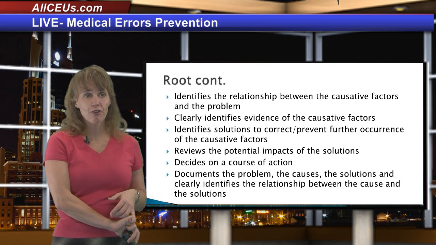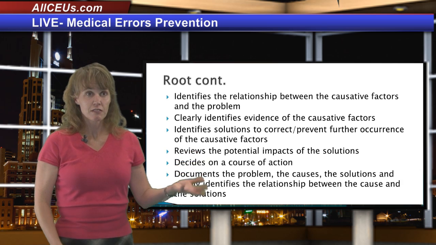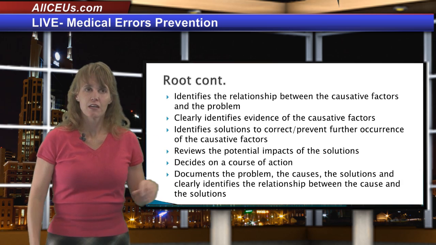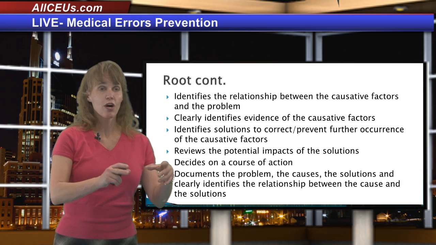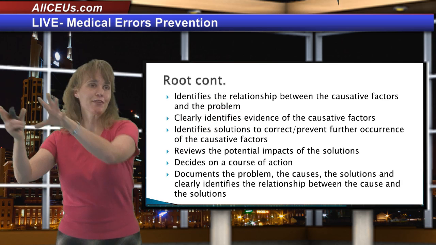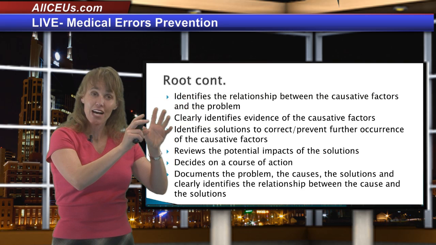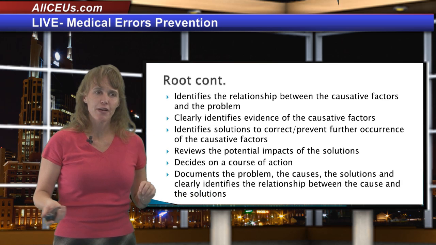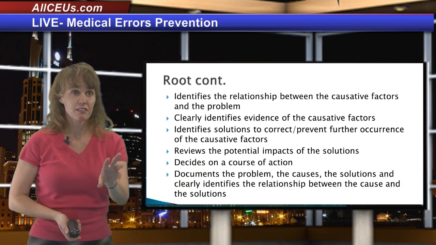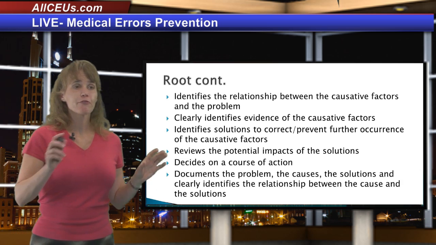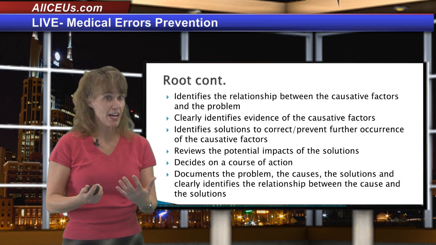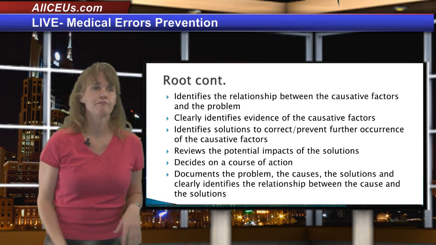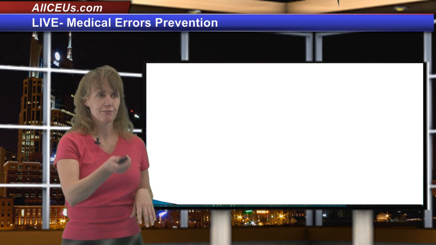It identifies solutions to correct or prevent further occurrence of the causative factors. What are we going to do to prevent it? It reviews the potential impacts of the solutions. All right, so if we make this change, what could the possible effects be? We know what we want them to be. But what are the possible negative effects? We decide on a course of action, and then we document the problem, the causes, our proposed solutions, and the relationship that we've identified between the cause and the solutions. This is the problem, and this is why we're doing this. If we give people a why, it helps them understand.